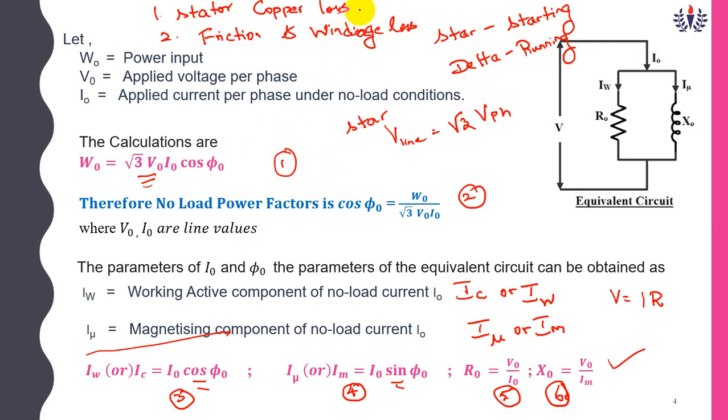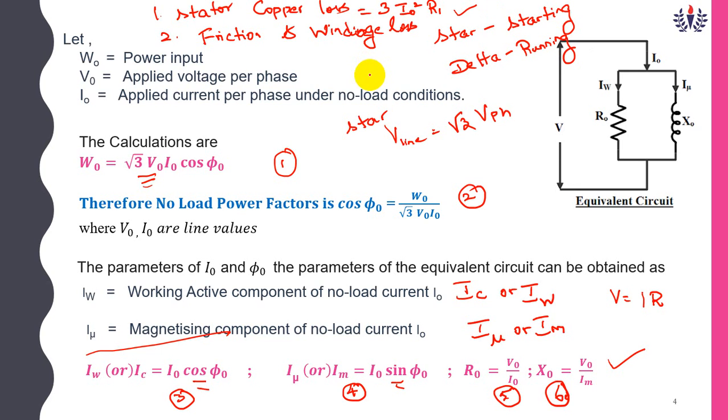We know the stator copper loss formula: 3 I naught square into R1. This is the formula for stator copper loss, 3 I naught square into R1. This no load test will be very easy to measure the speed.